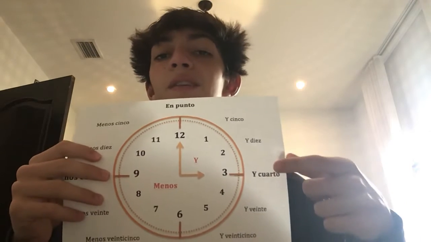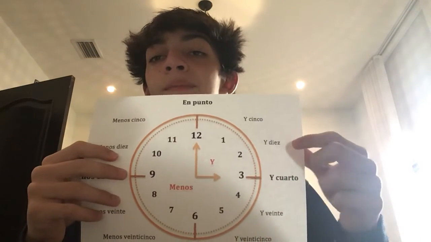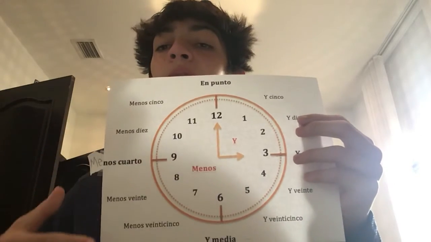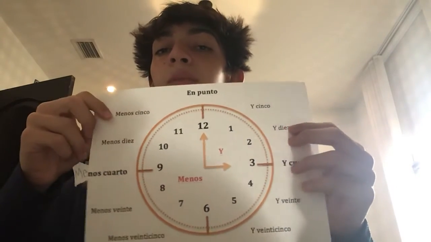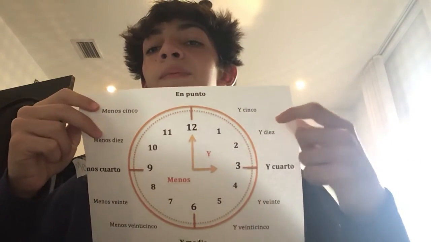And on the right side of the clock here, all of them start with "y." And on the left side here, all of them start with "menos." But as you can tell, they all have the same number, like "menos 5," "y 5."